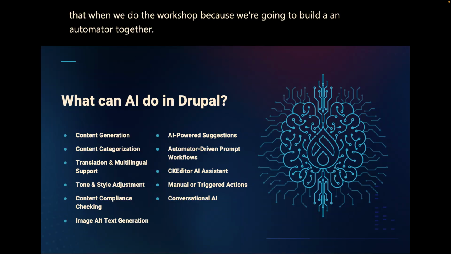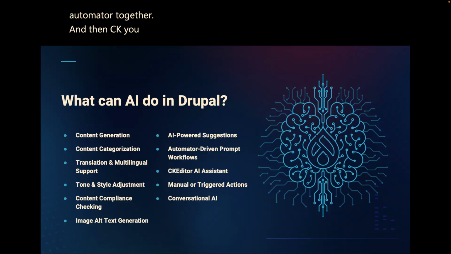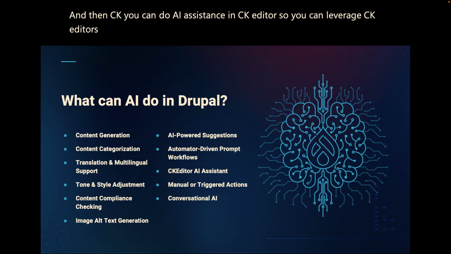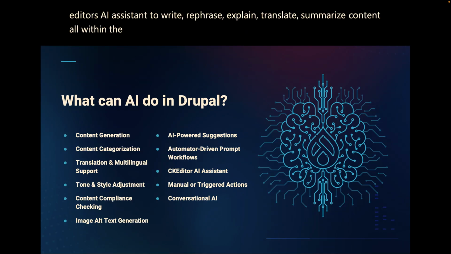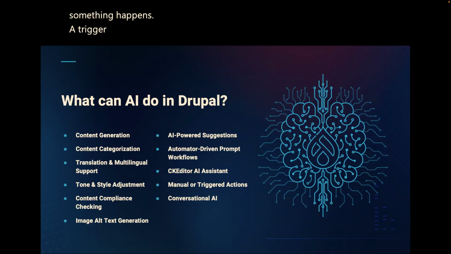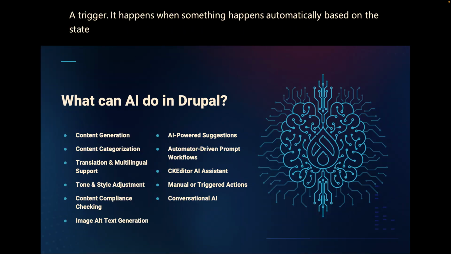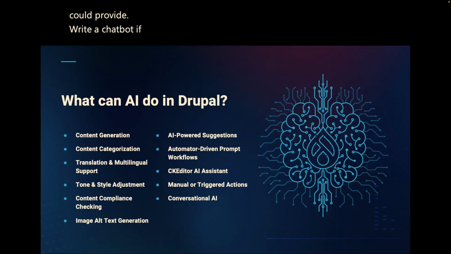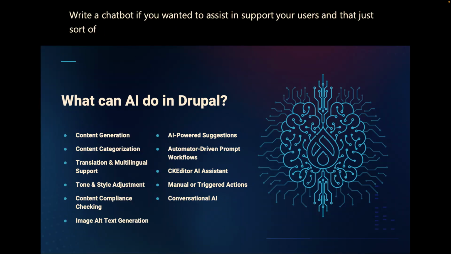And then you can do AI assistance in CKEditor, so you can leverage CKEditor's AI assistant to write, rephrase, explain, translate, and summarize content, all within the CKEditor. You can do these things either in a manual way or with triggered actions. In manual, you click a button and something happens. A trigger happens when something happens automatically based on the state of the system. And you can do things like conversational AI, so you can provide a chatbot to assist and support your users. And that just sort of scratches the surface of what's possible.